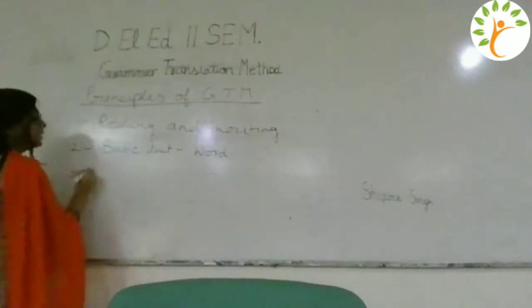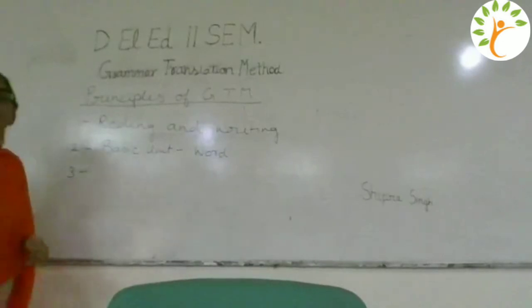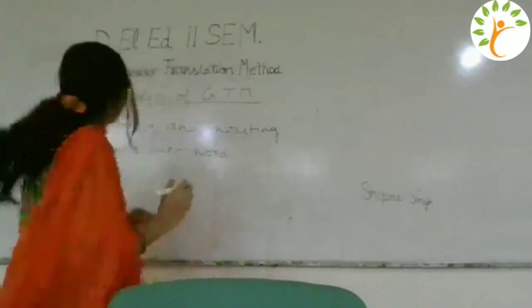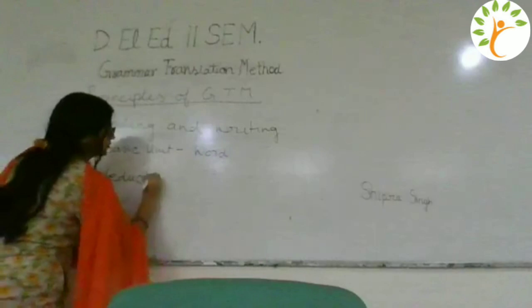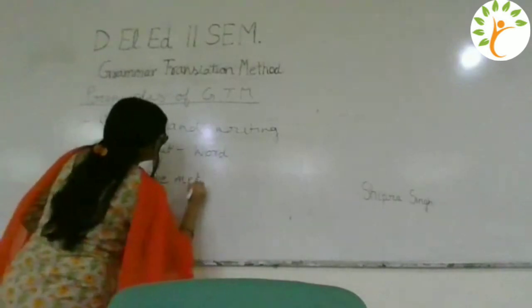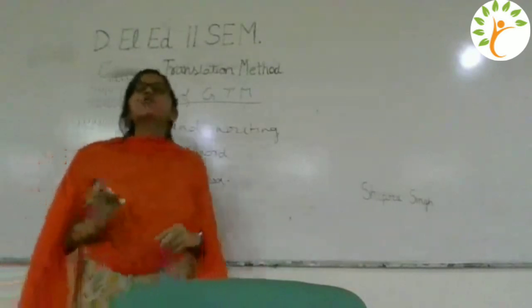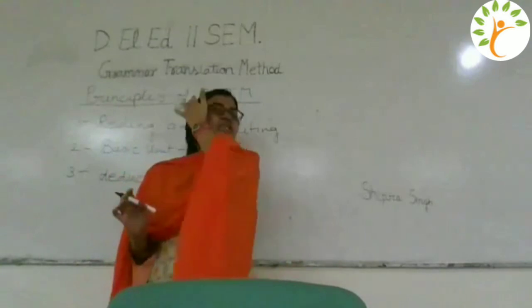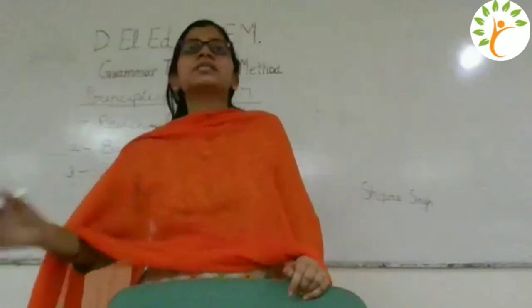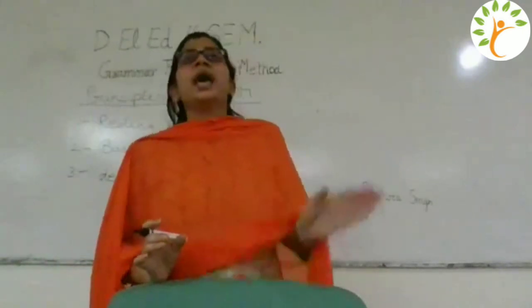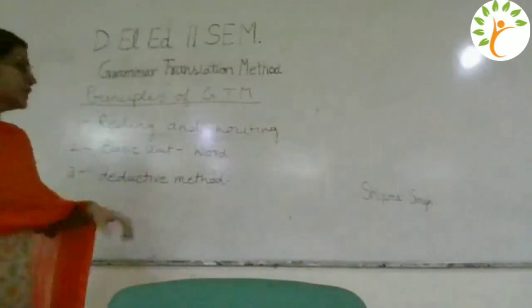Now, the third and very important principle of grammar translation method is that grammar is taught deductively. Deductive method. In grammar translation method, rules of grammar are taught deductively. It means the student first learns the rule and later moves on to examples. First they learn the rules of grammar and then they move on to examples. For instance, I will substantiate my point with an example.